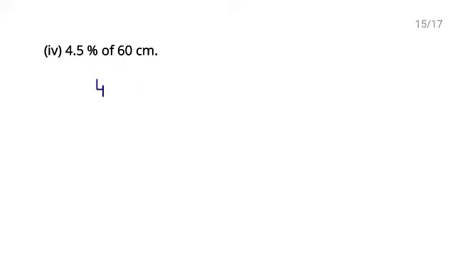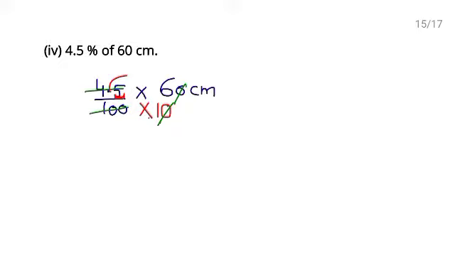Next fourth part, 4.5% means 4.5 out of 100. Multiply 60 centimeter. So write here 60 centimeter. Now first step, remove decimal. Put 1 in denominator and after decimal there was 1 digit, so put 1 0 with it. Now solve it. 0 to 0 cancel out. This 45 and this 100 both are divisible by 5. 5 2s are 10 0. 5 9s are 45. Now this 20 and this 6 both are divisible by 2. 2 10s are 20. 2 3s are 6.